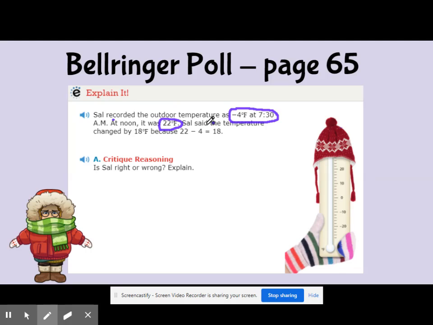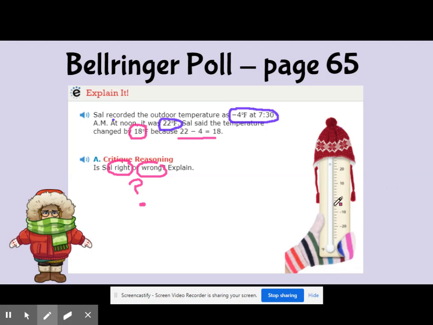Okay? And this is like what happens every day. This morning we woke up and it was really, really cold, but as the day goes on, it warms up. So it started at -4 and it went to 22. Sal said the temperature changed by 18 degrees. That's what Sal says, because when you subtract 22 minus 4, you get 18. Our job is to figure out, is Sal right or wrong? So in class, we did a poll. Since you're watching the recording, you're going to have to look at the information, look at the thermometer, the temperature gauge to help you, and decide, is Sal right or wrong? So pause it and figure that out.